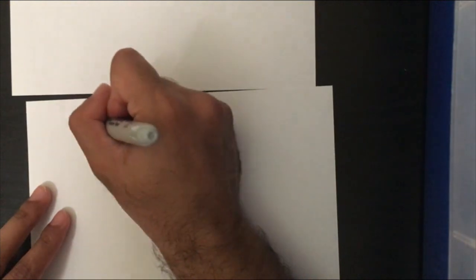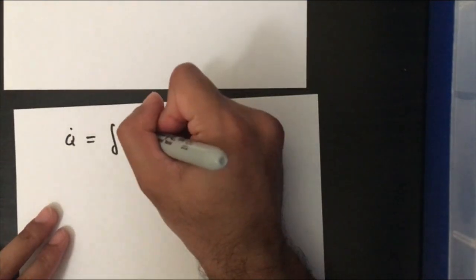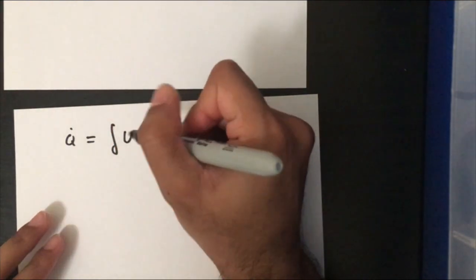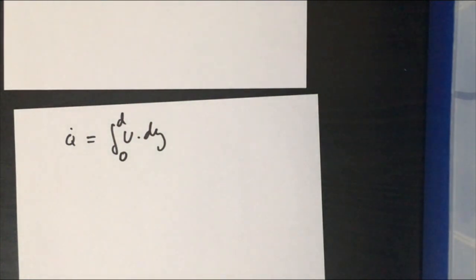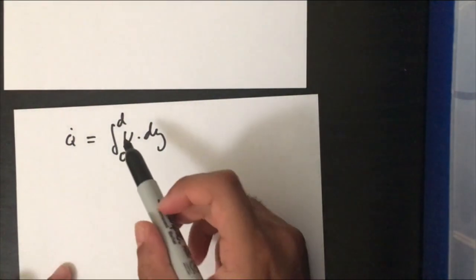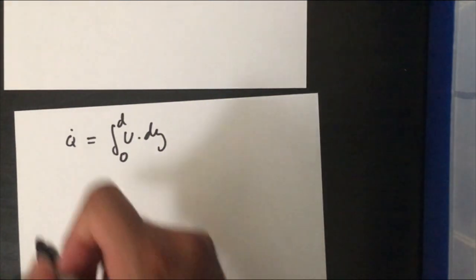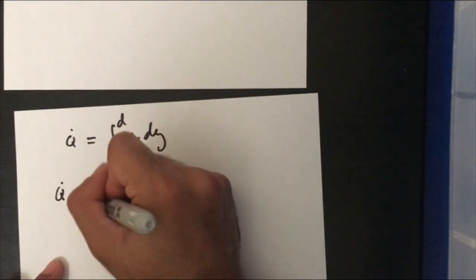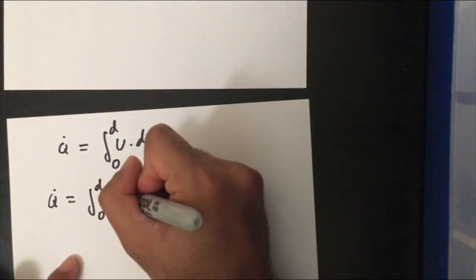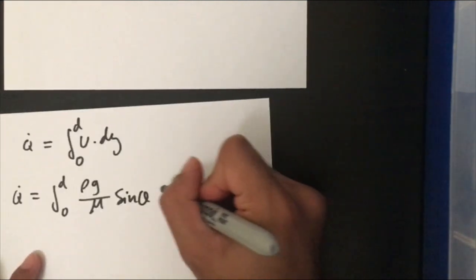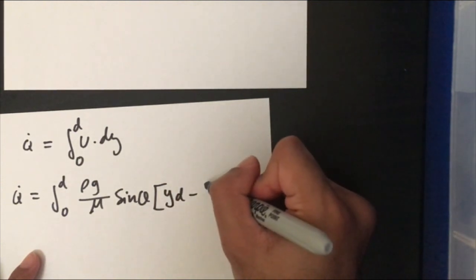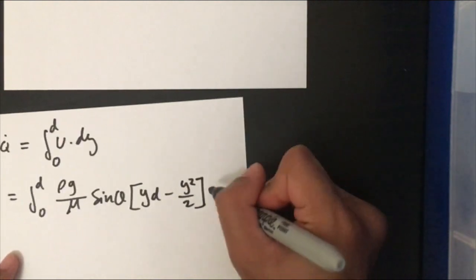Okay, so the next derivation we could do is for our volumetric flow rate. So our volumetric flow rate, q dot, will be an integral of our velocity dy within our limits of d, which is the height, and 0 at y equals 0 of our plane surface. So if we substitute our equation for u, which we derived earlier, we could write q dot is equal to the integral between our limits d and 0 of rho g over mu sine theta, square brackets, yd minus y squared over 2, dy.